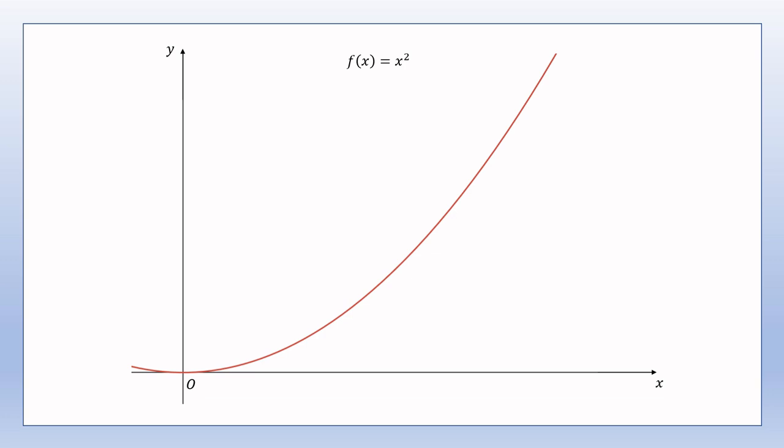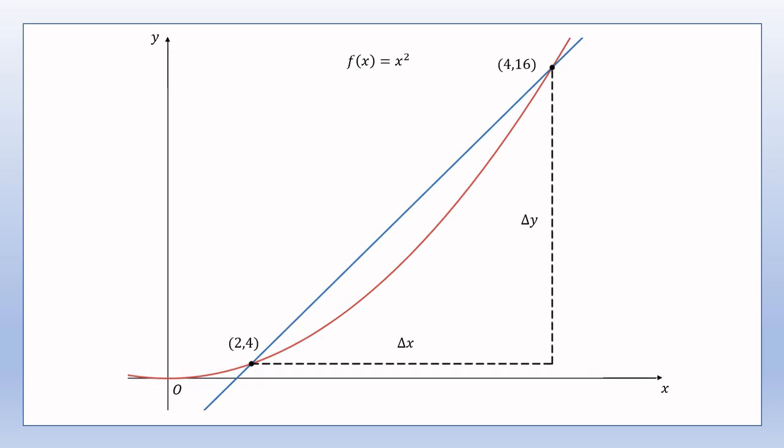So now, I'm going to choose 2 points on the curve, namely those corresponding to when x equals 2 and when x equals 4. Draw a line through these 2 points and find the gradient of the line just drawn. The gradient is, of course, f of 4 minus f of 2 over 4 minus 2, which is equal to 16 minus 4 over 4 minus 2, which equals 6.